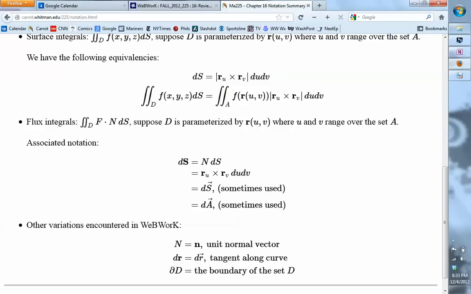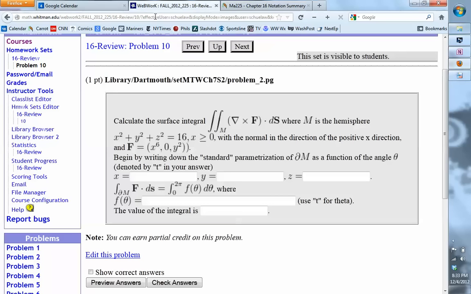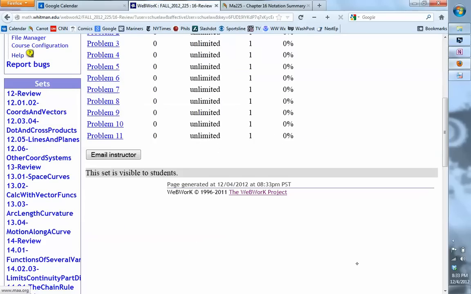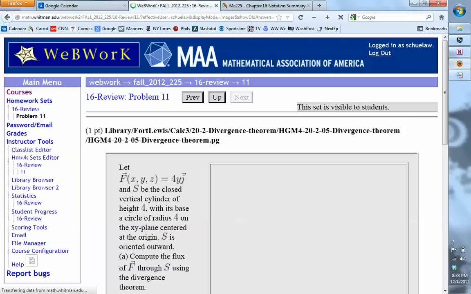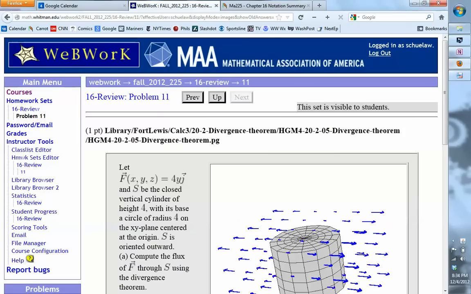Can you go over number 11 on the web work? Yes. I think in just setting it up, I was getting something wrong. All right.